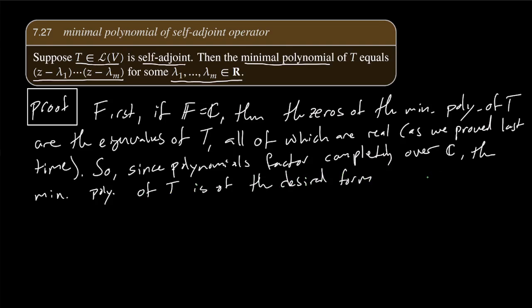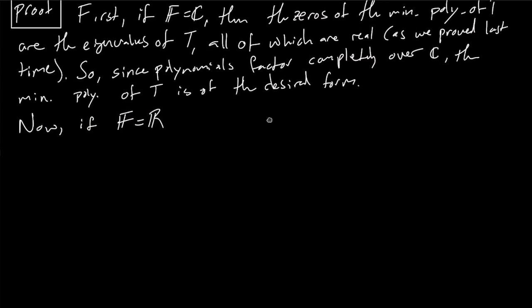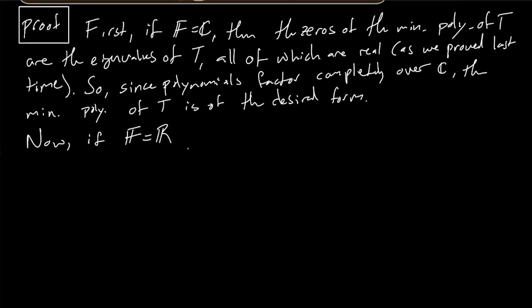Okay, so it has the desired form, where the lambdas are now the eigenvalues of T. Now, if the field is the reals, then we're going to have to do some more work. So if the field is the reals, we can't say that the minimal polynomial factors completely. We don't get that. So here's the business of it.